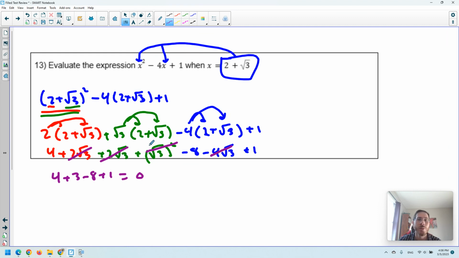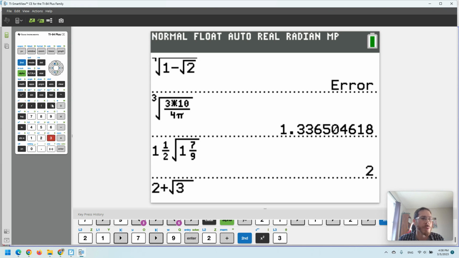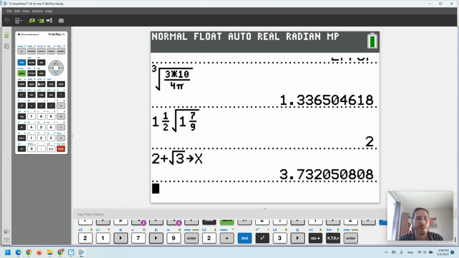All right, works for me. If I want to do it in my TI calculator, this is actually really quick to do. So the TI calculator really has the advantage here. We know that x is 2 plus radical 3. So I'm going to type in 2 plus square root of 3. And we know we want that to be x. So I'm going to say, hey, store that as x. Now x is going to be that number.